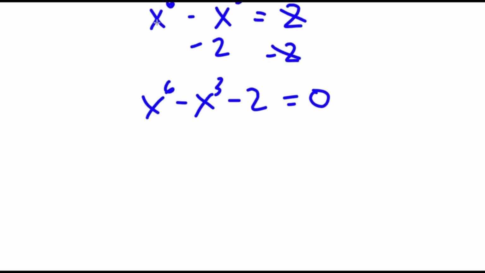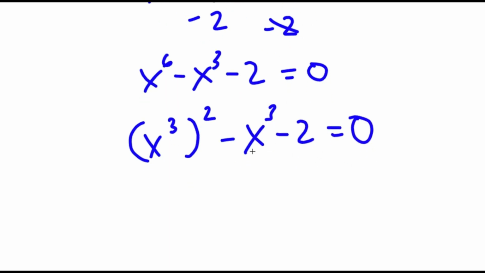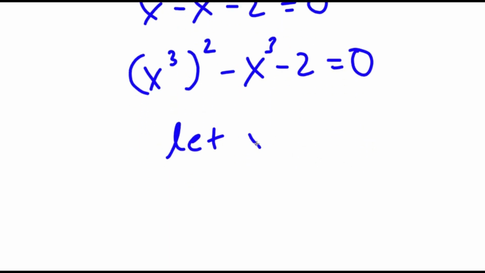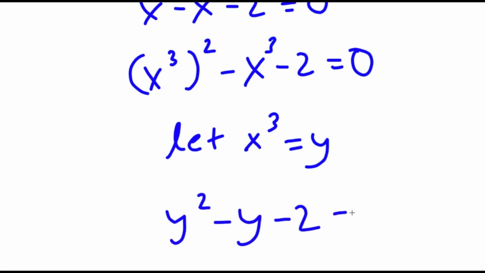Now I'm going to rewrite x to the power of 6 as x to the power of 3 squared. Now I have this minus x to the power of 3 minus 2 is equal to 0. Now I'm going to let x to the power of 3 equal to the variable y. So now if I substitute y for x to the power of 3, I get y squared minus y minus 2 is equal to 0.